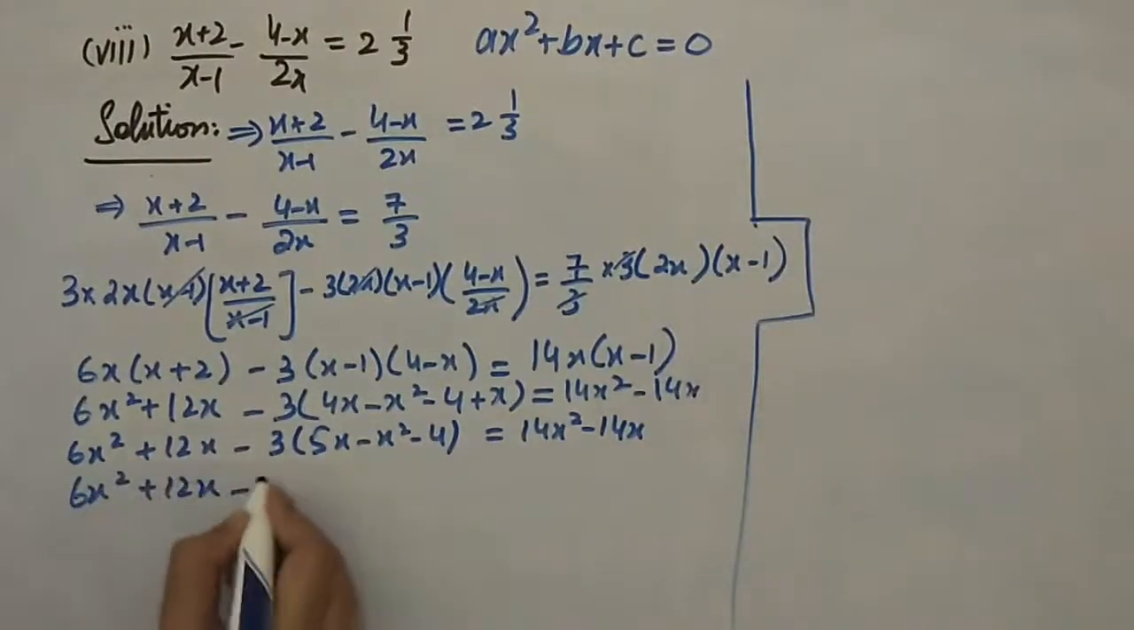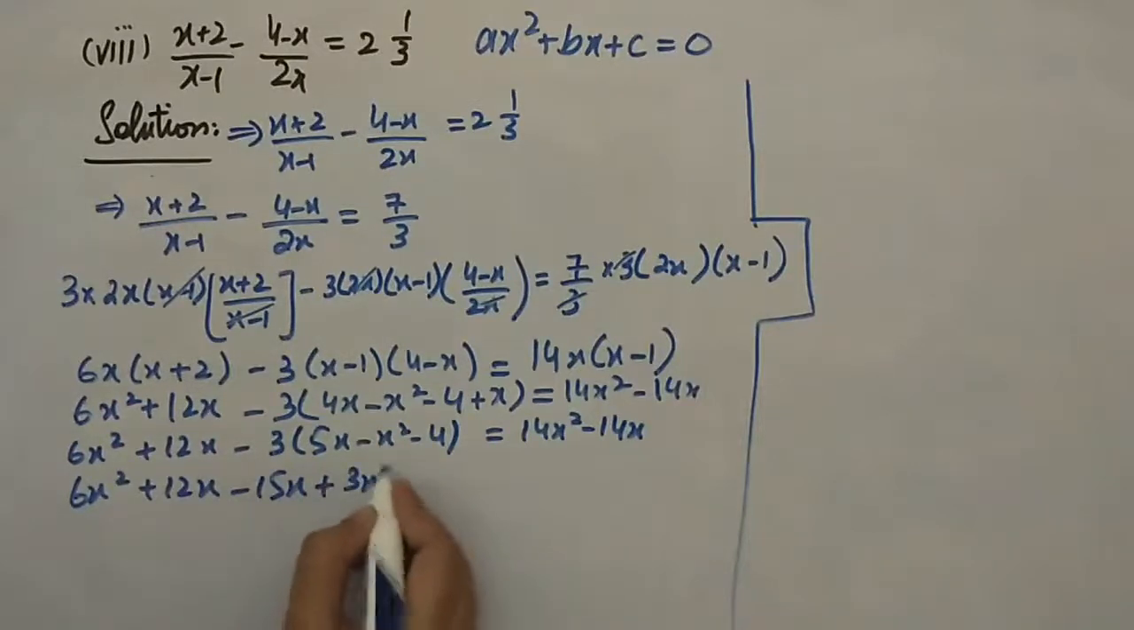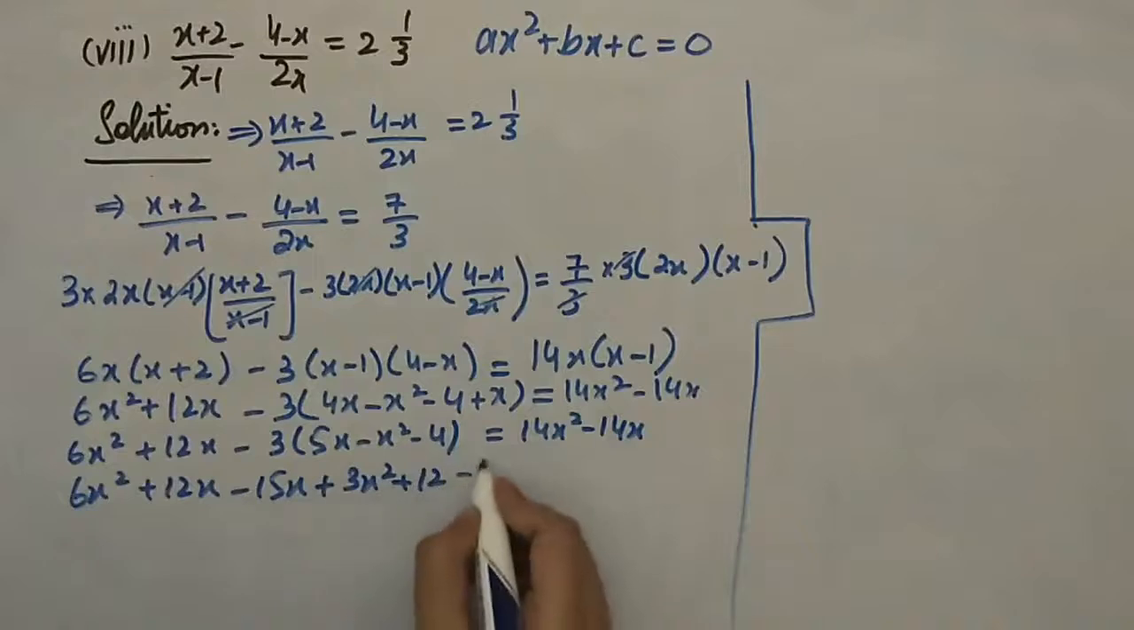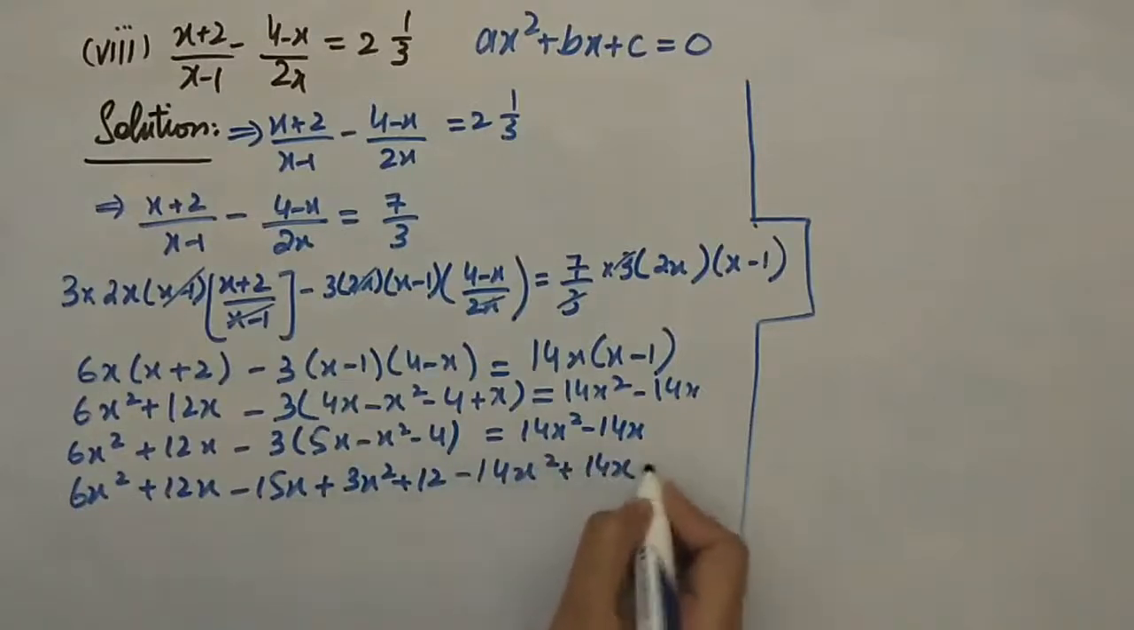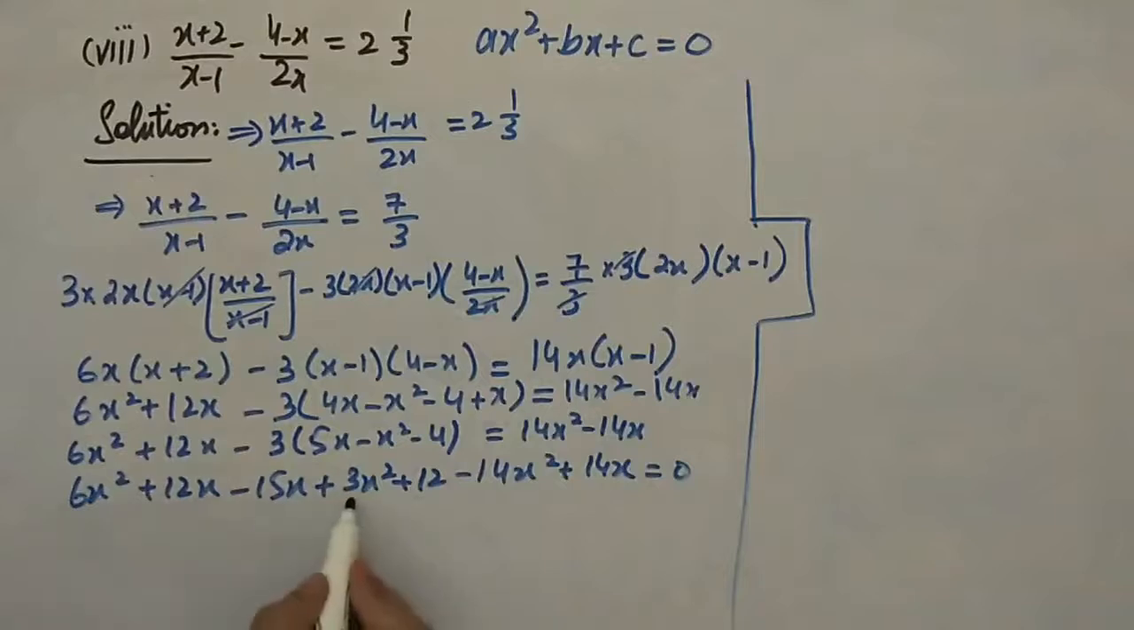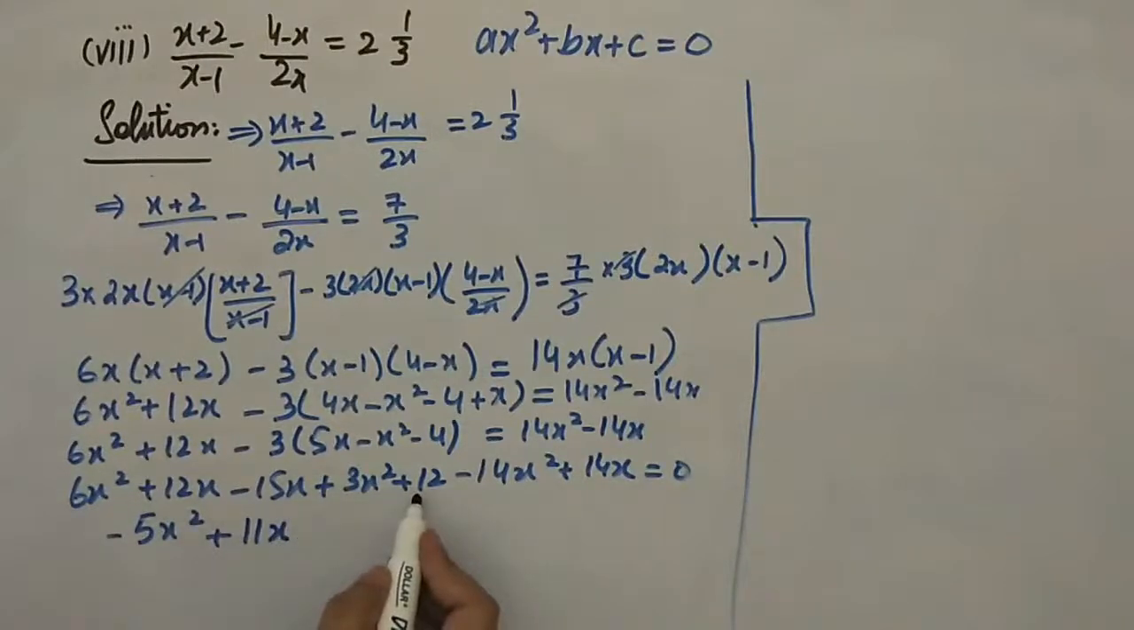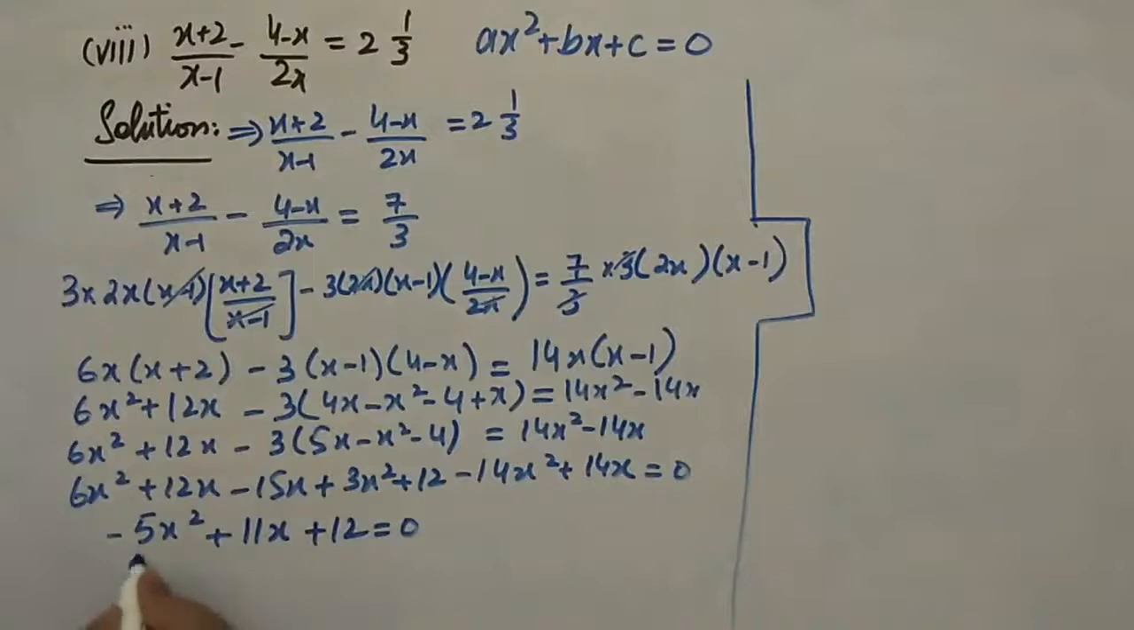6x square, 12x, 15x, 3x square, 12, put it on the left side, 14x square plus 14x equal to 0. 6, 7, 8, 9, 9 minus 14 is minus 5x square. 12x minus 15x is minus 3x. Minus 3x plus 14x is equal to plus 11x. Clear? And then we have here plus 12 equal to 0. Take minus as common. 5x square minus 11x minus 12 equal to 0.